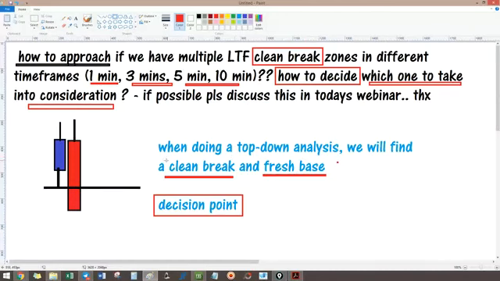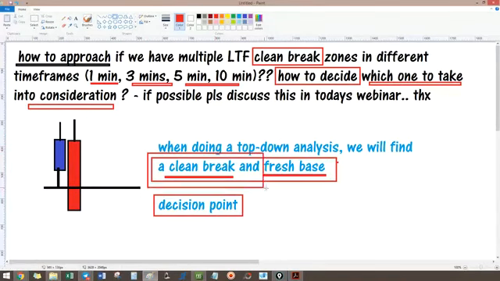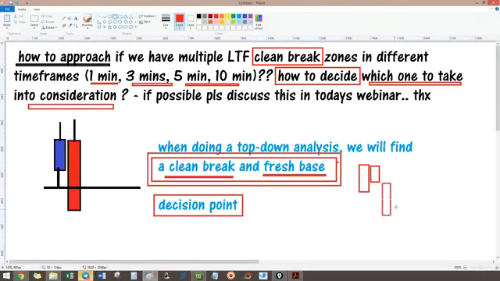How to top down? For top down, you just need to find this thing, clean break and fresh base. If it is not fresh, it can still hold price, but I'm talking about the best one for you to take a trade. For you not to lose your money, you need to take the fresh base. But if you can handle the risk of taking a not-clean base like this, where you use 2 candles to break the base, it can still reject here. It's still a first imbalance. Remember the first page that we learned, this is still a first imbalance and we can still wait for rejection here.